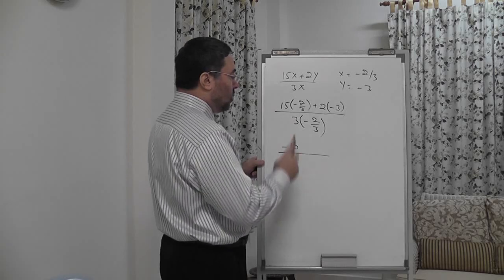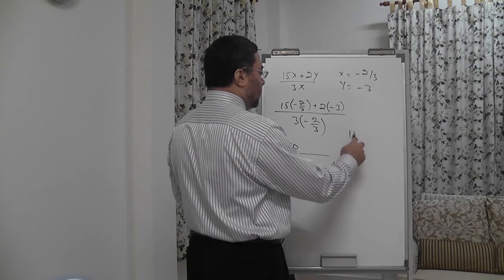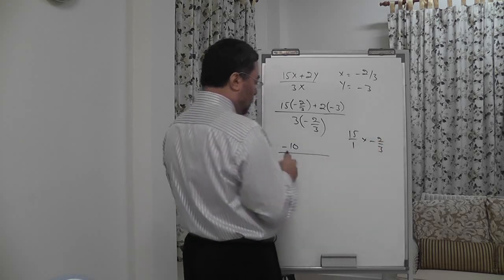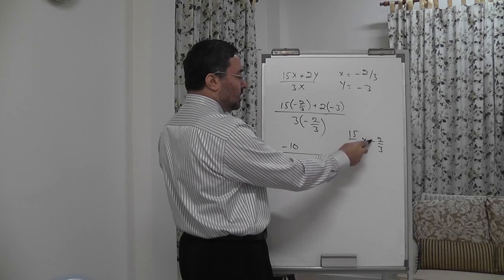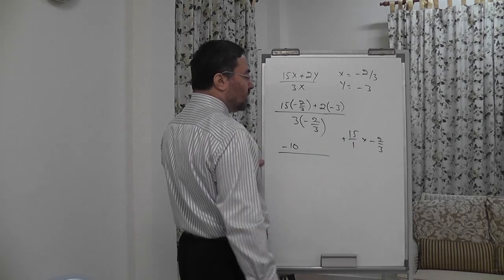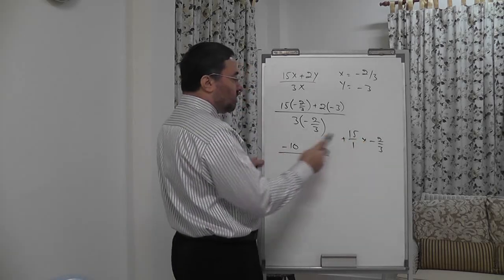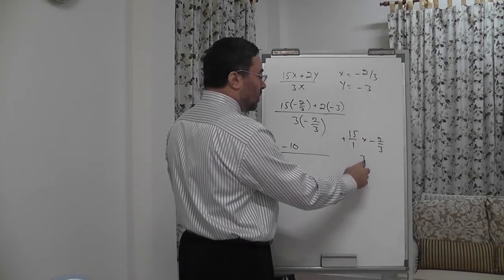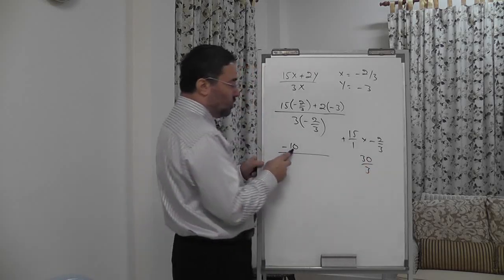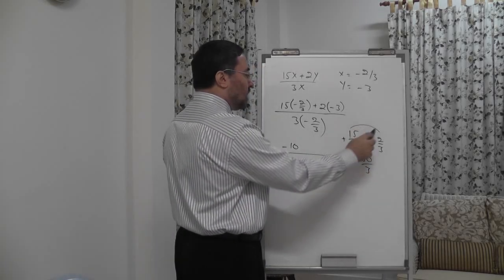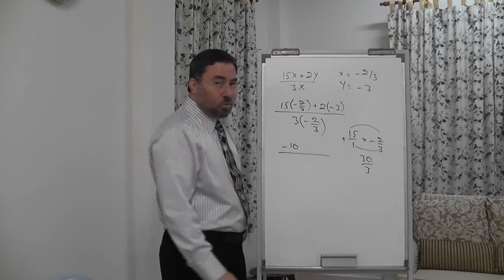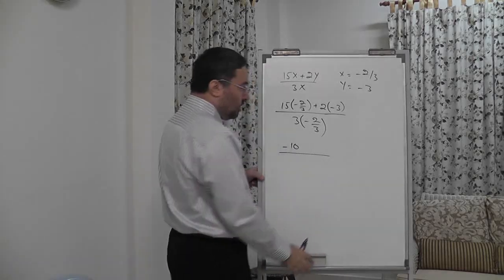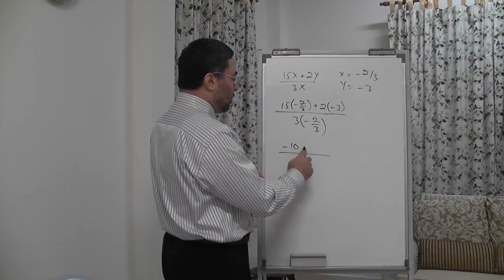You can do it this way, or you can do it on the side like this. 15 over 1 times minus 2 over 3, and you are going to get a minus for the answer. This is a negative and this is a positive. You multiply the signs, you get a negative. Now 15 times 2, that will be 30 divided by 3, and that will give you 10. So you multiply numerator times numerator, denominator times denominator, and you divide. If you have a calculator, that will be quick to do.